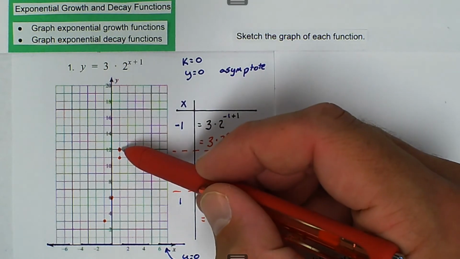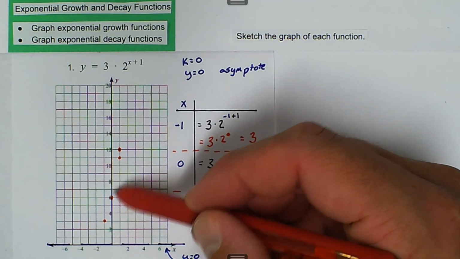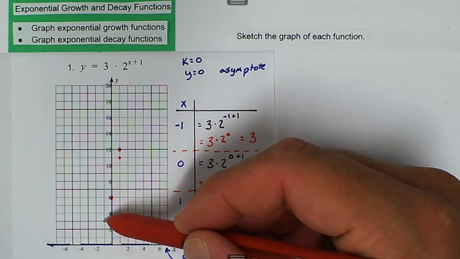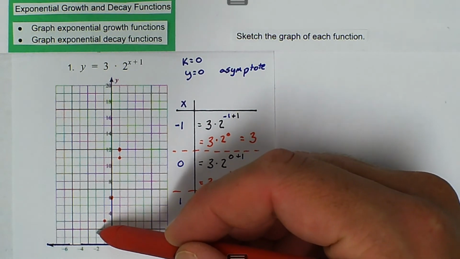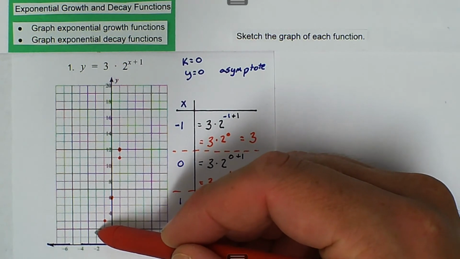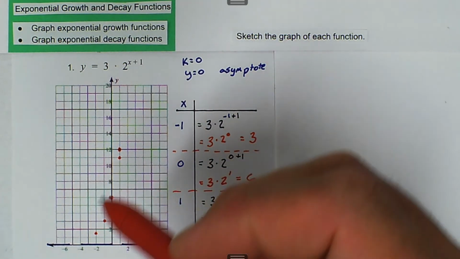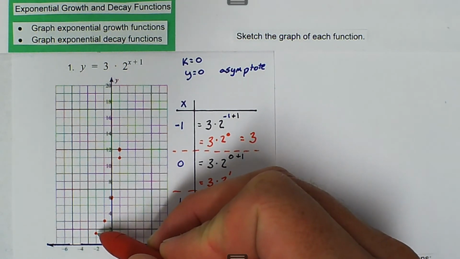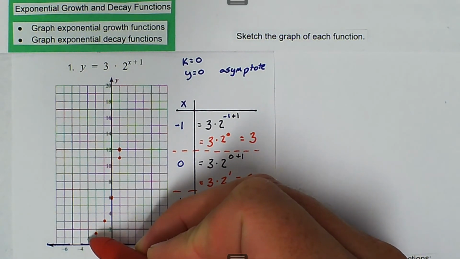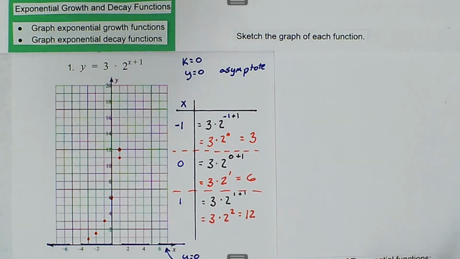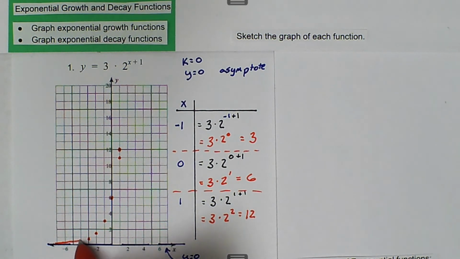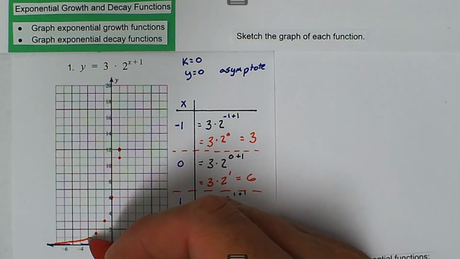But we can do the same thing going the opposite way. So it goes 6. Half of 6 is 3. Half of 3 is 1.5. So we're going to go over 1, down 1.5. And half of 1.5 is 3/4. And then at that point, we're pretty close to just getting a great graph of our exponential growth. And we'll just draw it so it goes through those points.